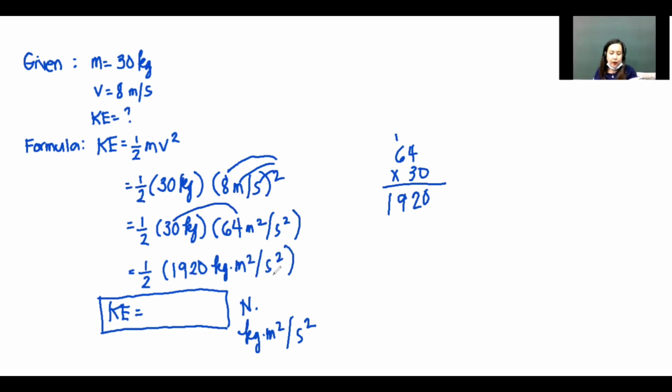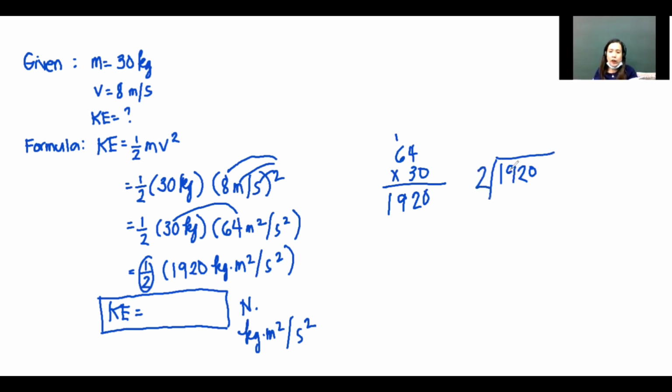Okay, again, for the final answer, as what I have told you a while ago, you can do this in 3 ways. First, through mental calculation. Second, you can divide this by 2. And third, you can multiply it by 0.5. Why 0.5? Because 1/2, 1 divided by 2, the answer is 0.5. Okay? So now, let us try to divide 1,920 by 2.